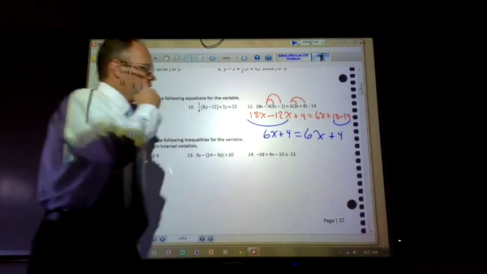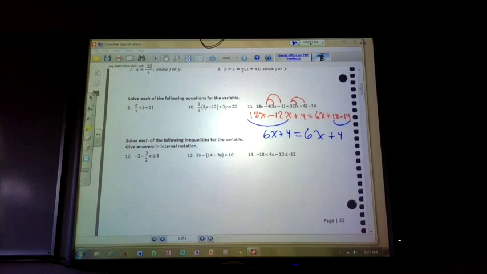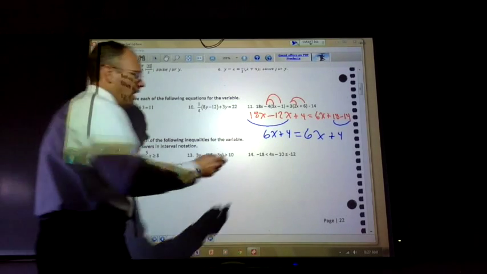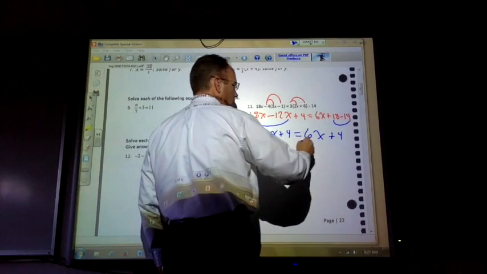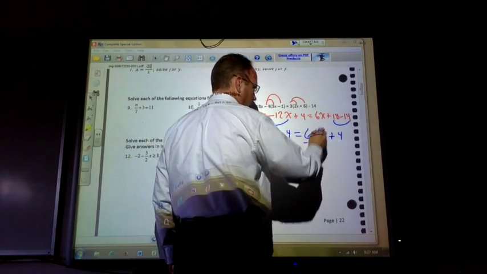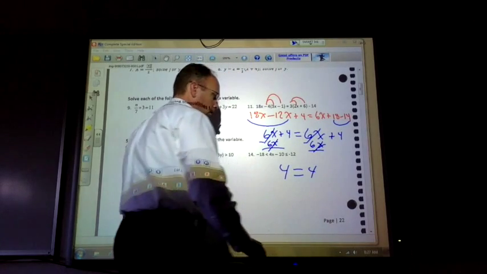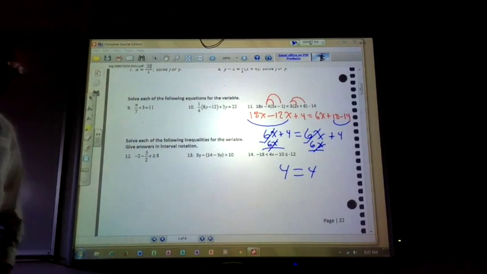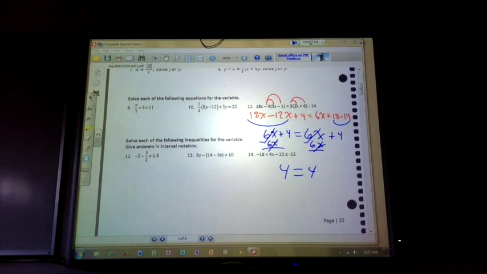Okay, so now we have to choose. Do I want to subtract 6x from both sides? Subtract 4 from both sides? I can subtract 6x. That cancels that, so it gives me 4 equals. Oh, that cancels that. 4 equals 4. 4 is equal to 4? Is 4 equal to 4? Yes. Well, that means that, well, duh, right? I know 4 equals itself.